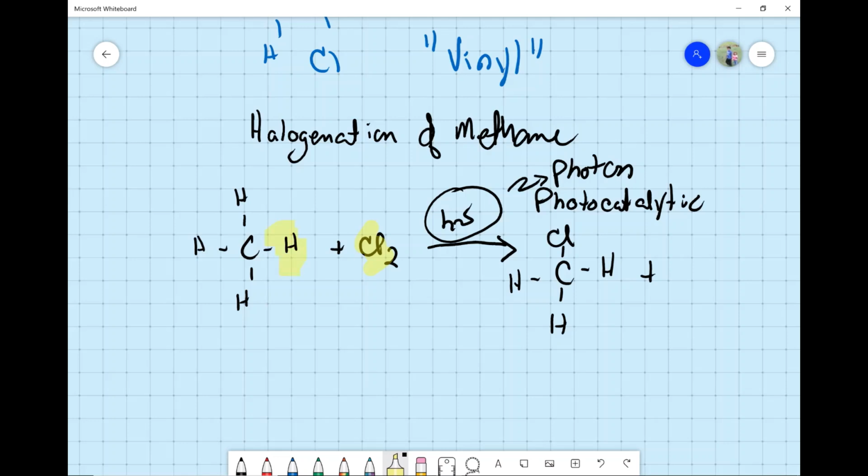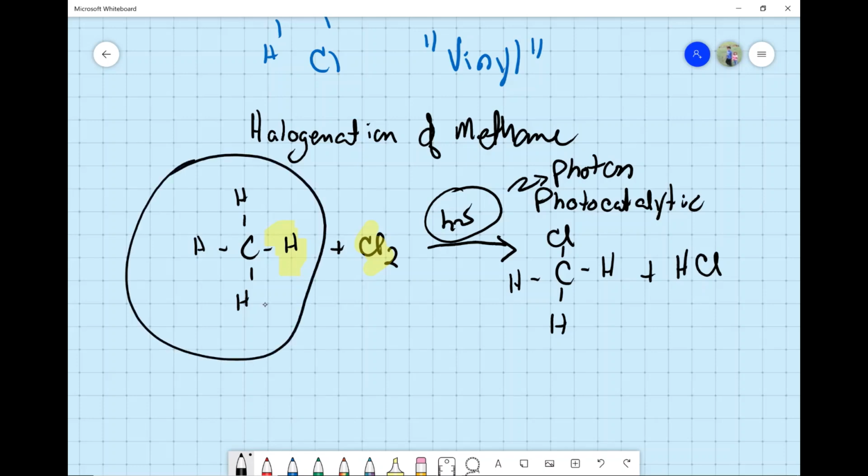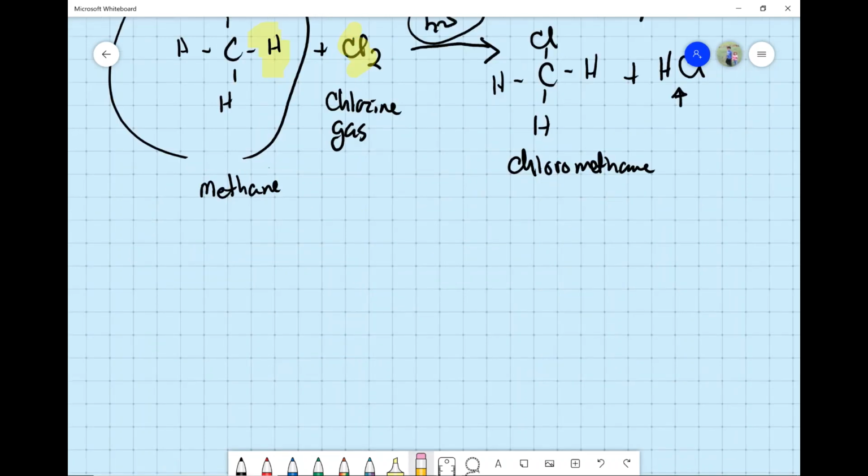And you'll have a remaining hydrogen left over from this chemical reaction. And so you'll get hydrochloric acid. All right, so we're taking methane, combining it with some chlorine gas. We're combining two gases, and that's horribly written. I'm sorry. Hopefully that's better. And then chlorine gas. Photocatalytic process, so we'll get, I believe this is chloromethane, and hydrochloric acid.